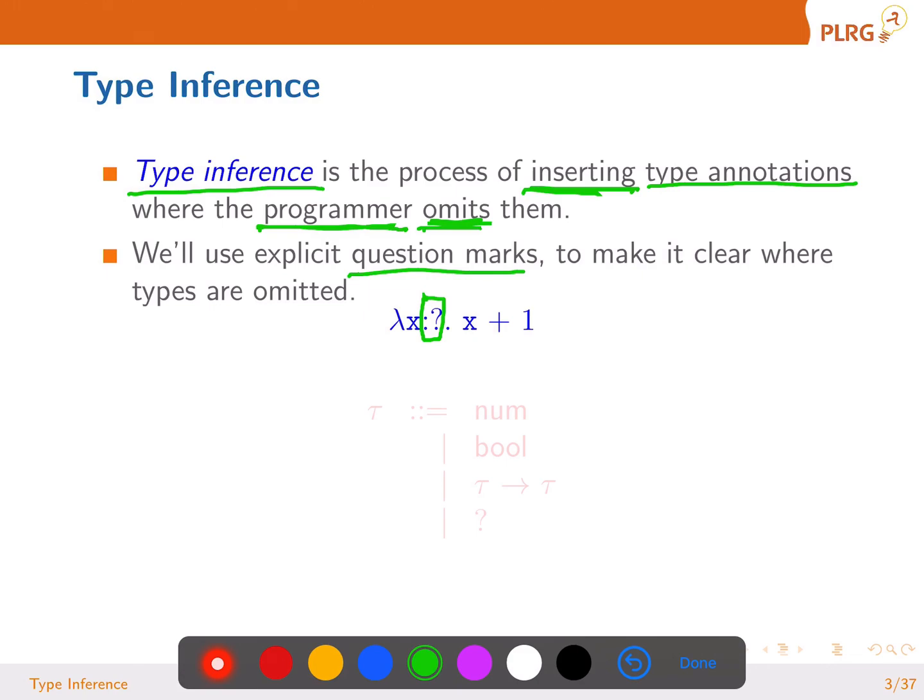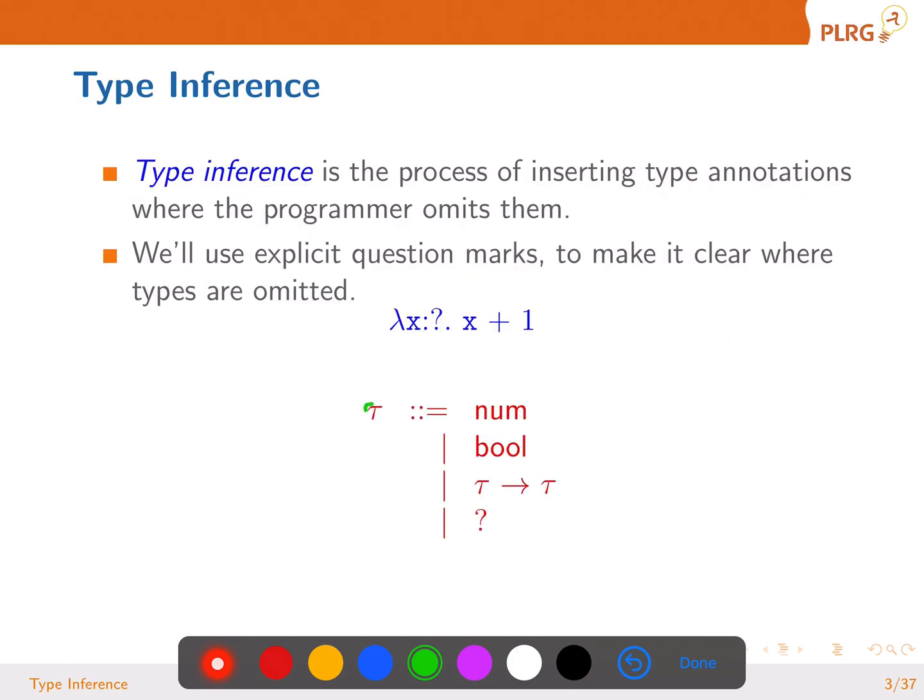Then what's the point? Yeah, we are lazy. We don't want to write that. But in this language, to make your life easier for your exercise or homework, we just use this colon question mark to denote that it's missing. It's just like lambda x dot x plus 1. Yeah, x's type is missing.